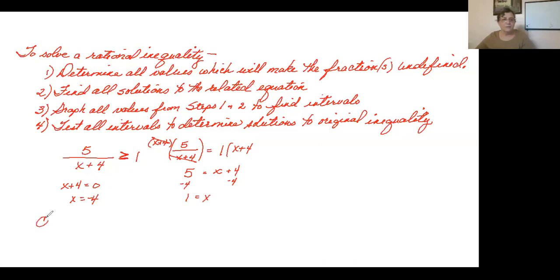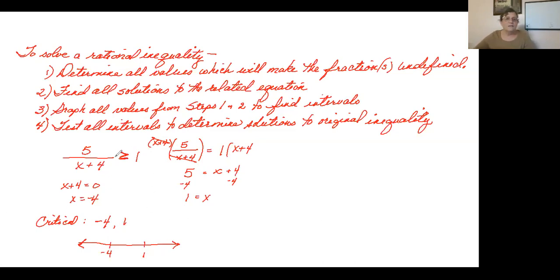So the two critical points, the two critical values are the negative 4, which makes it undefined, and the 1, which makes it equal to 1. Notice if I come back here and plug in the 1, I get 5 over 5, which is where it's equal to 1. So what I want to do now is find my intervals. So I'm going to graph my negative 4 and my 1.